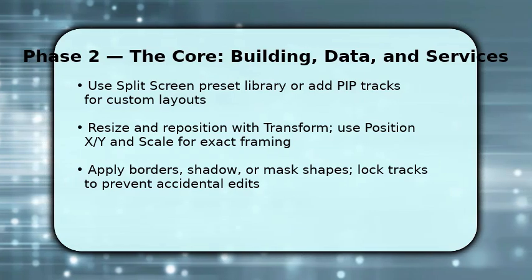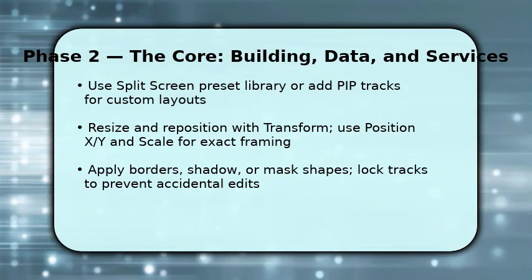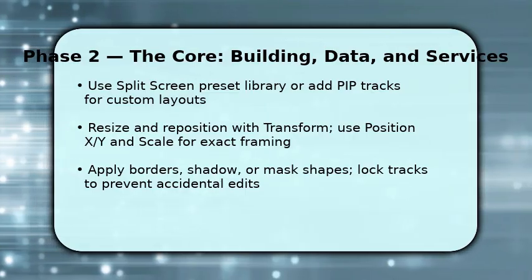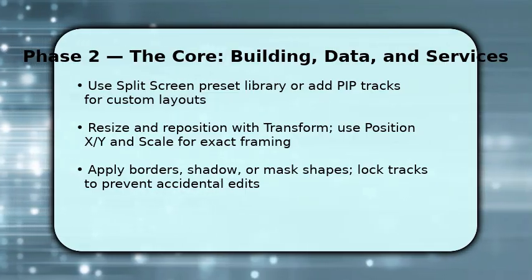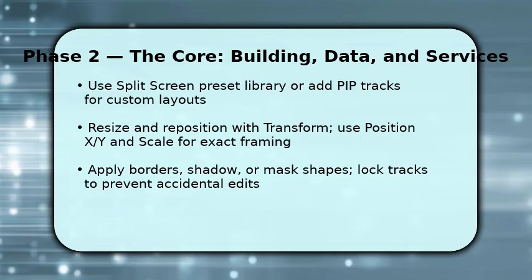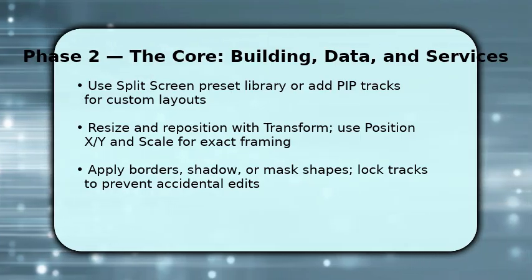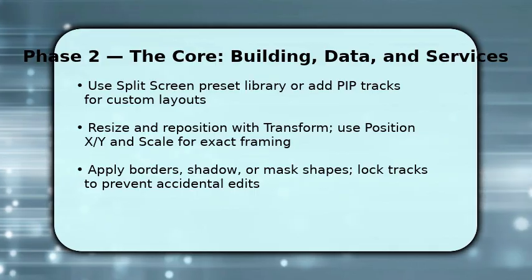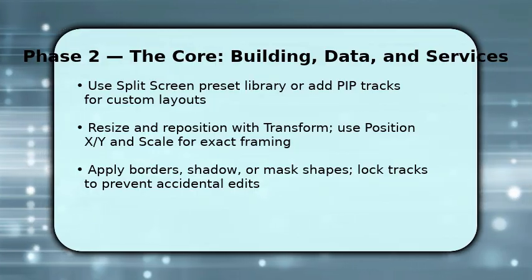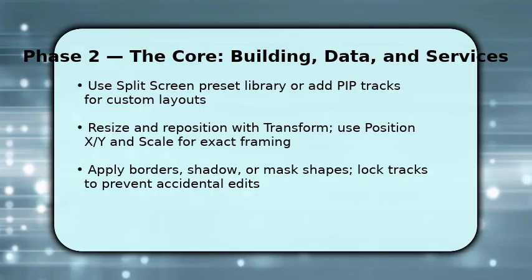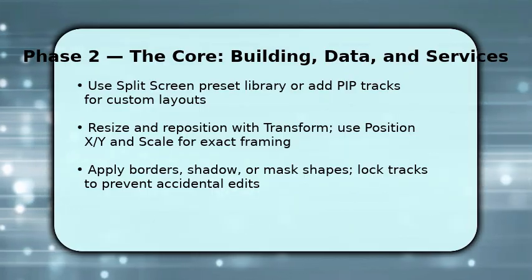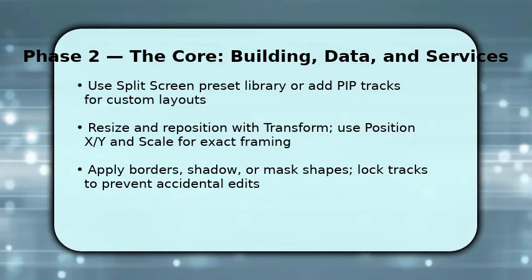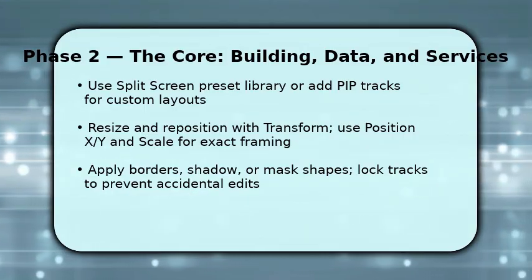Next, you build the actual split-screen layout by using Filmora's split-screen presets or by layering clips on multiple tracks and treating each as a picture-in-picture. Use the transform controls to change position X and Y and scale each clip so subjects sit properly within their panel. Make sure to snap to guides and, if necessary, add masks to hide overlapping edges. Once done, add thin borders or drop shadows to separate panels visually, and lock finished tracks to avoid accidental moves.